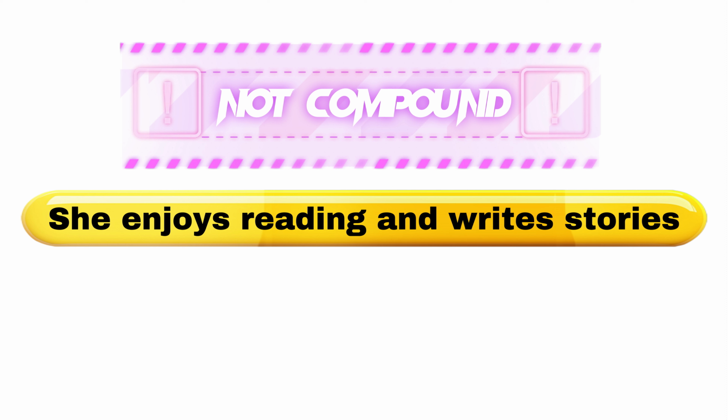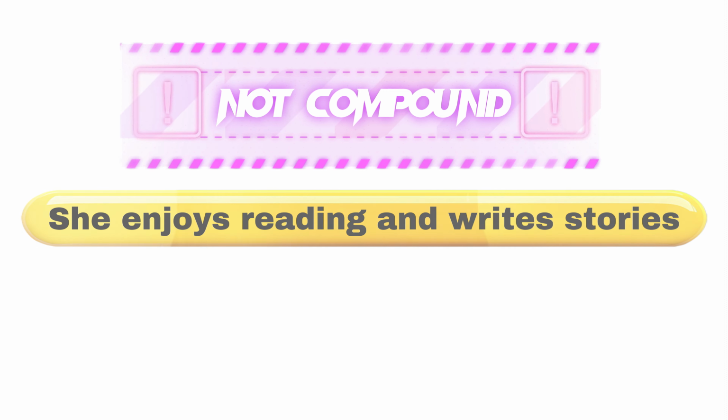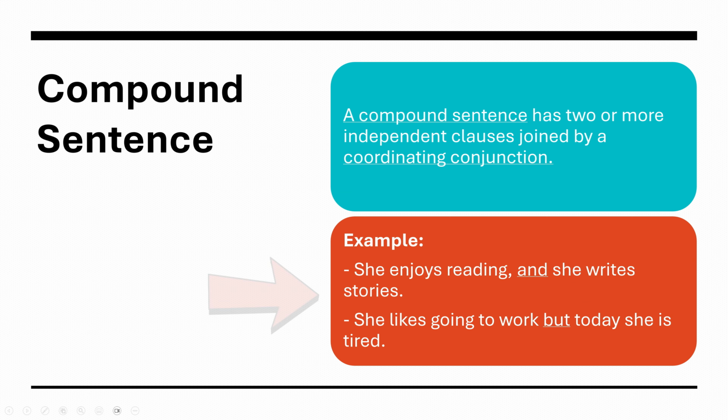So the second part should depend on the first one, and in that case, it will not be a compound sentence. You just combine two verbs, and this doesn't make a full, complete compound sentence. So you need two independent sentences, each one of them able to stand alone, like here, she writes stories and she enjoys reading, to be able to say, I wrote a compound sentence.